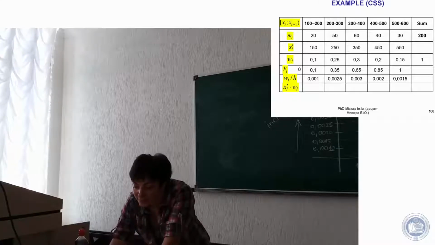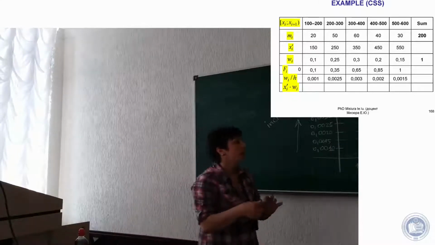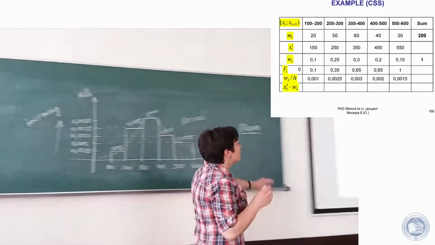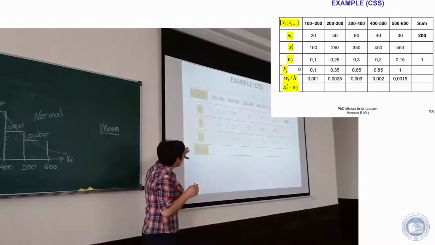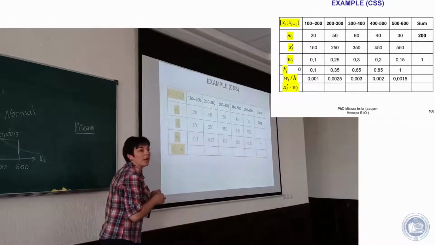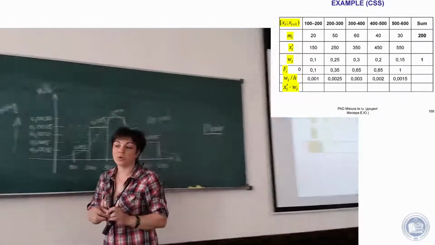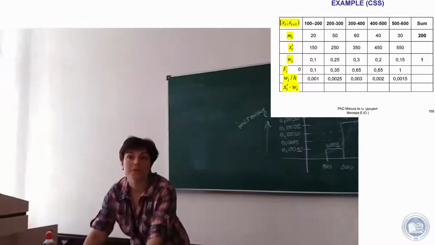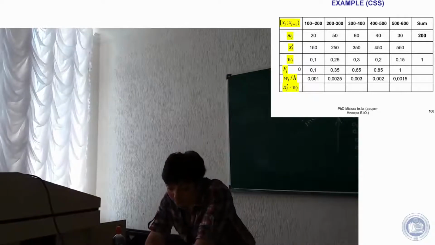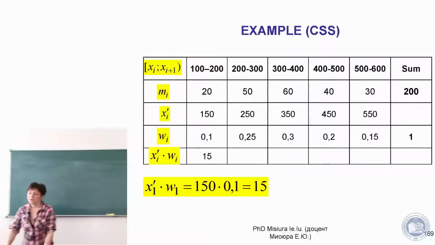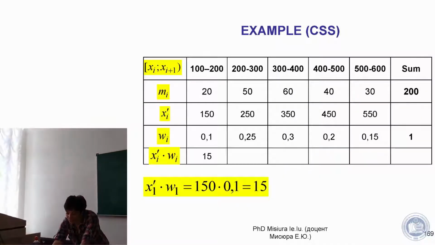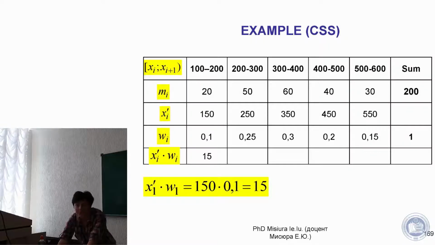Okay, let's get back to this table. And please mark the next row as xi prime times wi. Do you know the midpoint of the first interval? It will be 150. The first midpoint will be 150. Let's take 150 and multiply by 0.1. You can get 15. Agree?